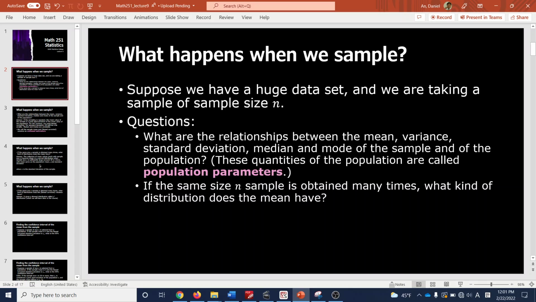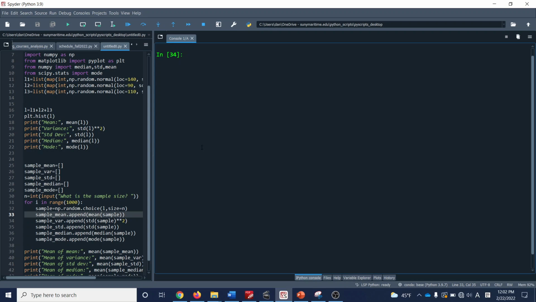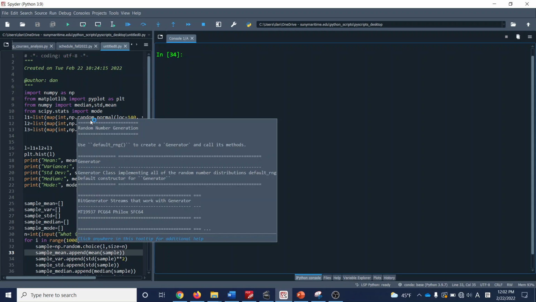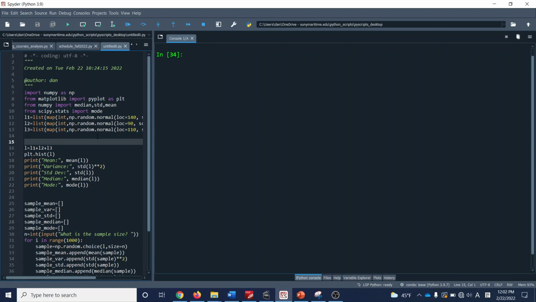And the second question is, if a sample of the same size n is obtained many times, what kind of distribution does the mean have? Maybe the question might not click yet, but as I show you the Python code running, you might be able to understand what that question is. All right, so let's try. I wrote a program here. It's not complete, so I'll have to start writing the code as I go.